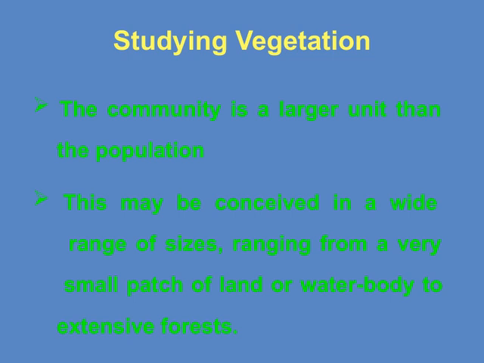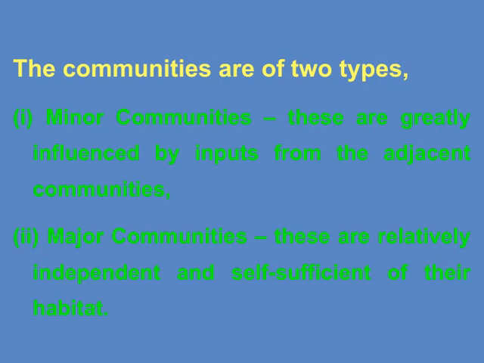Recognizing this helps us appreciate the diversity and complexity of vegetation across different environments, which is essential for understanding how these systems function within the broader landscape. Today, I want to talk about the different types of communities we see in this context. Essentially, there are two main categories. First, we have the minor communities. These are communities that are heavily influenced by their neighboring communities. You can think of them as being more dependent or reactive, shaped significantly by inputs from those around them.